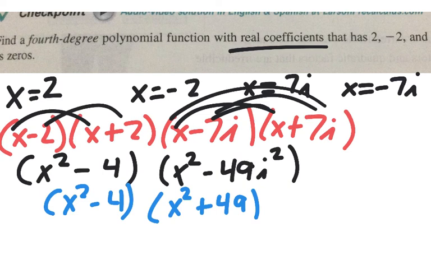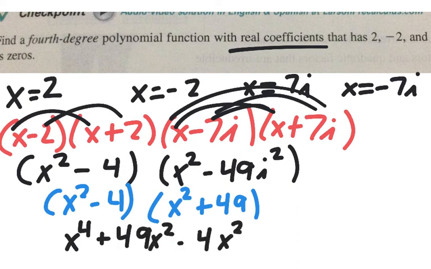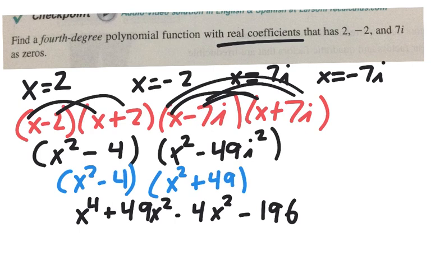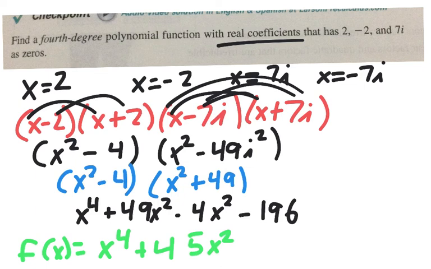And then distribute here. X squared times x squared is x to the 4th. That's going to be a positive 49x squared. That's a negative 4x squared. And that's going to be negative 196. You're going to do that in your head, right? And so when I combine my like terms, that's going to be x to the 4th plus 45x squared minus 196.